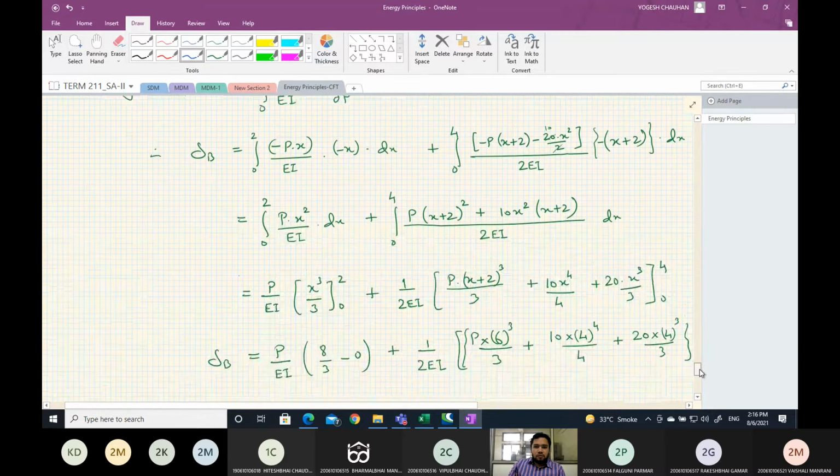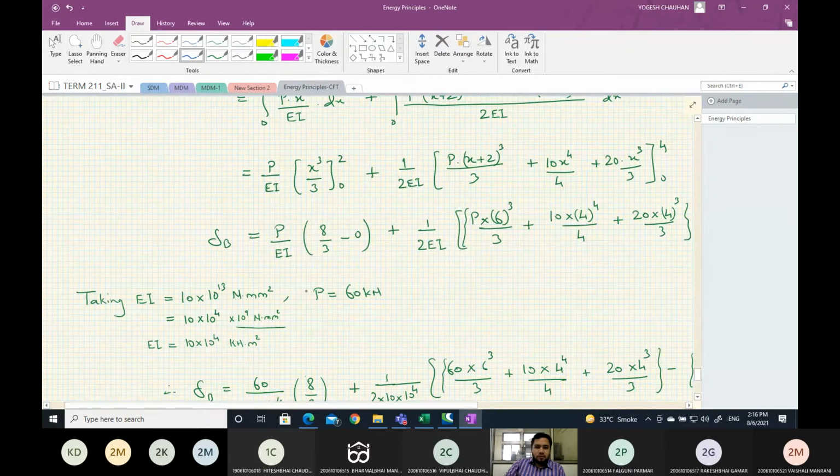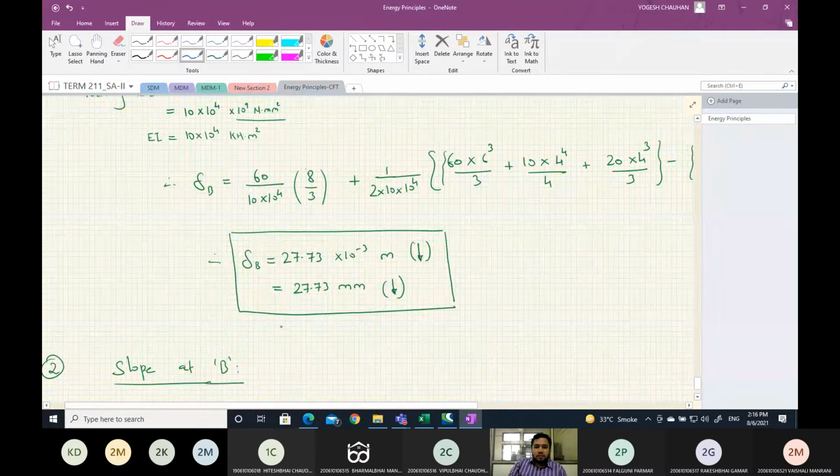So if you do the integration and substitute the value of P equal to 60 kilonewton and EI equal to 10 into 10 to the power 4 kilonewton meter square, you will get the deflection as 27.73 mm.